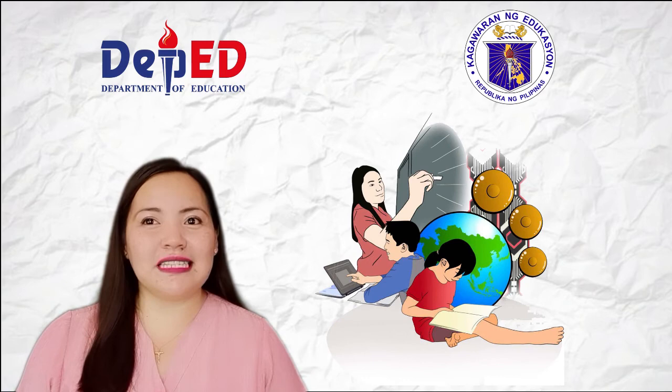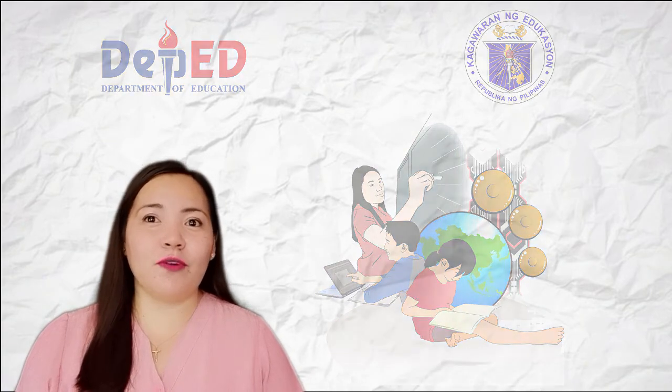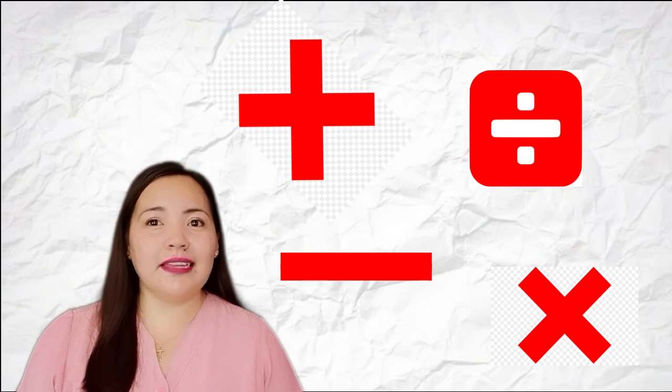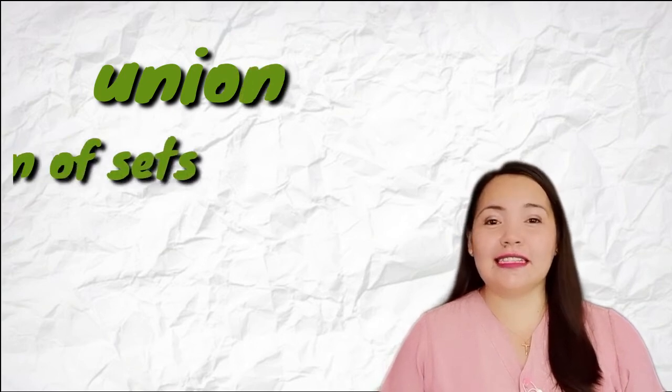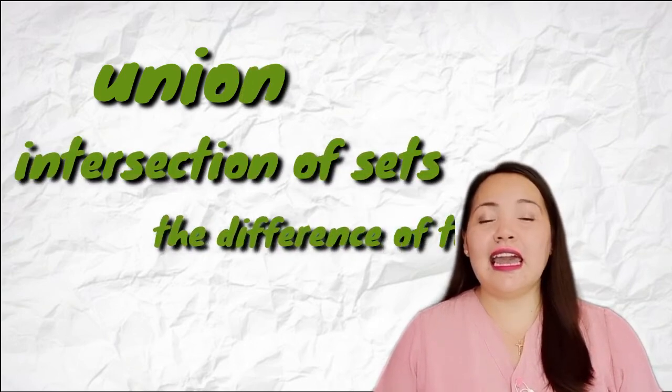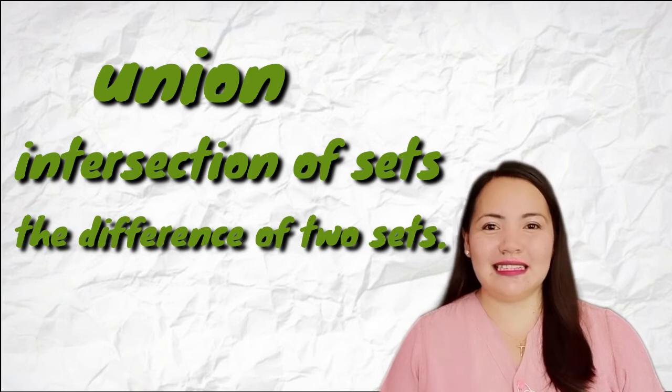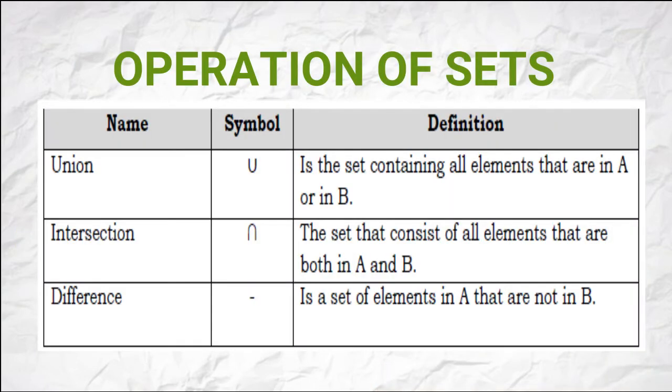In arithmetic, we have learned the 4 fundamental operations that help us combine numbers. In sets, we are going to learn about union and intersection of sets and the difference of 2 sets. Let us familiarize ourselves with the symbols and definitions of different set operations.